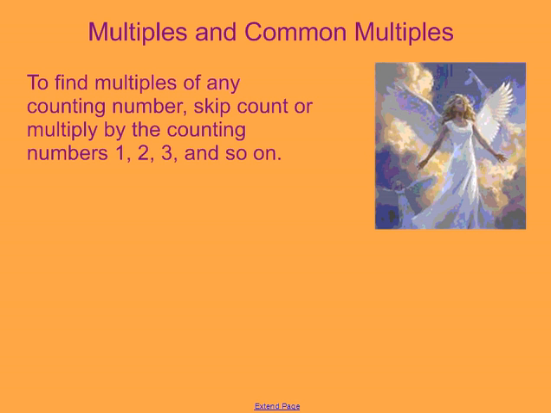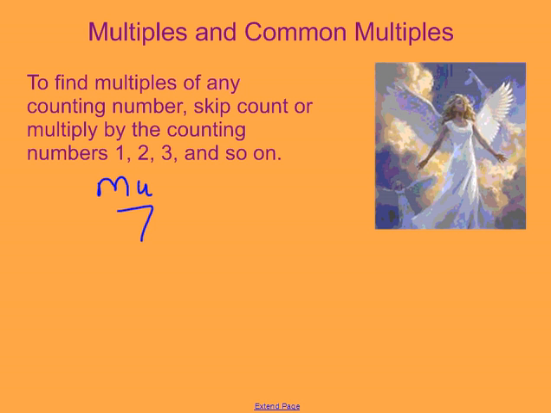Now we're quickly going to move on to multiples. I put my angel there because at home I hope you're singing even now. Multiples, multiply. Now to find multiples of any counting number, you skip count or multiply by the counting number. So let's find the multiples of 7. I would skip count or multiply starting with 1 as far as I wanted to go.